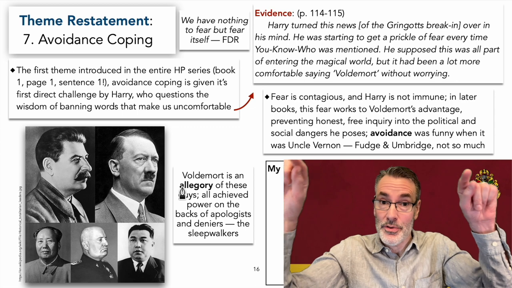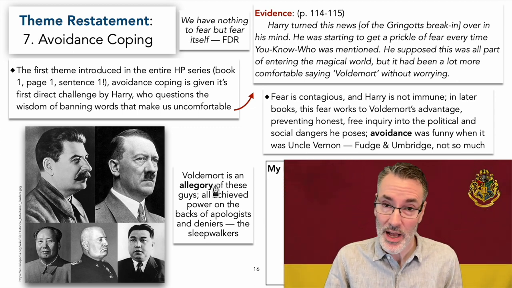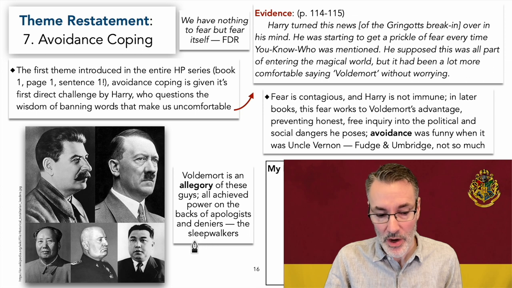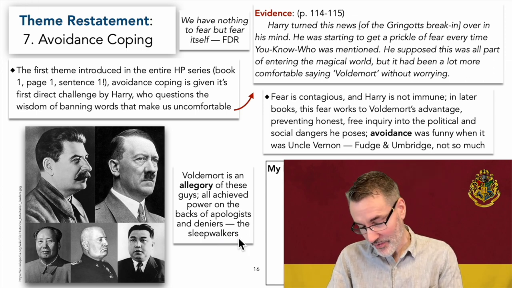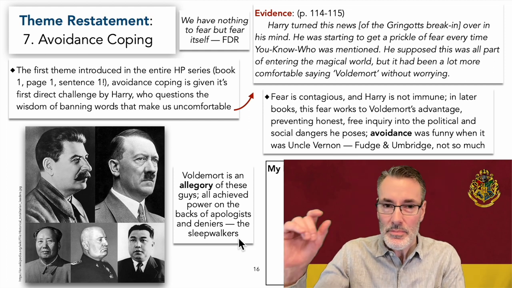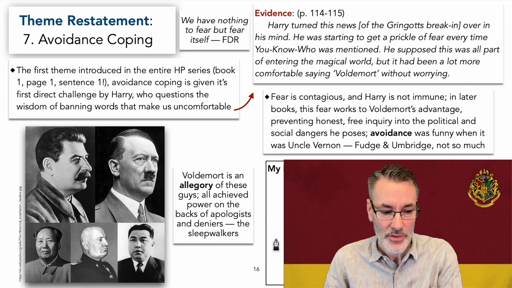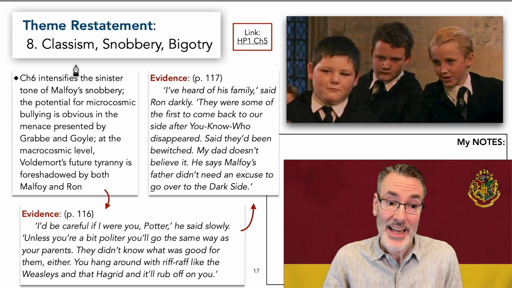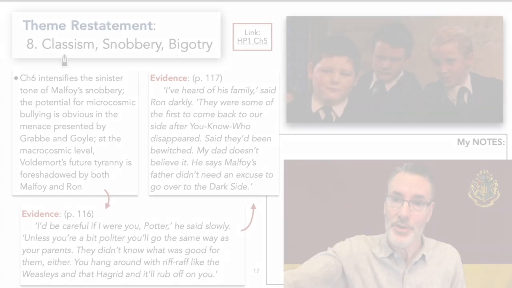Look up horseshoe theory as well. If you go too far in either direction, you end up with tyranny. And this is what happens by gradual degrees. Voldemort is an allegory of these guys, very, very much so. All achieve power on the backs of apologists and deniers. We sleepwalk into disaster is what we do. As I said before, when we talked about Percy, the problem with Percy, power corrupts. Little by little, we give up our freedoms, and all of a sudden, we find ourselves in an absolute nightmare, a hellhole. Okay, kind of related to that, I suppose, is classism, snobbery, and bigotry.